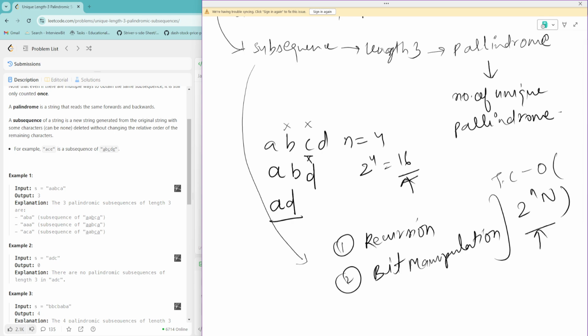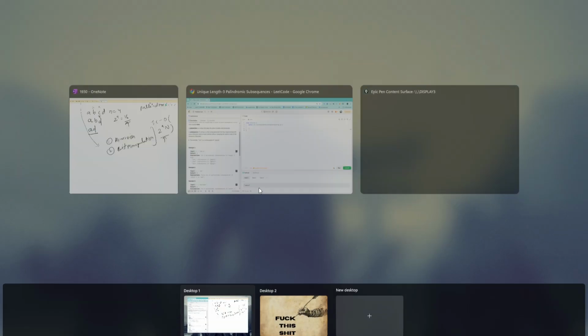And if we stop the making of a subsequence at length 3, since the maximum length of our required subsequence can be only 3, then we can check if this is a palindrome. If it is a palindrome, then to maintain the unique list we can make use of a set here. So that is basically our brute force approach.